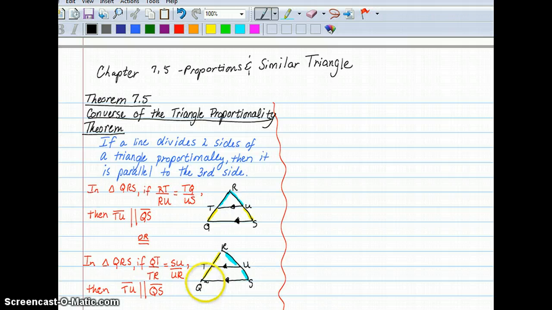This is the method which the book shows you. However, I did want you to see both methods for the converse of the triangle proportionality theorem, which simply says if you have sides that are proportional, then those two segments that you see in your picture will be parallel.